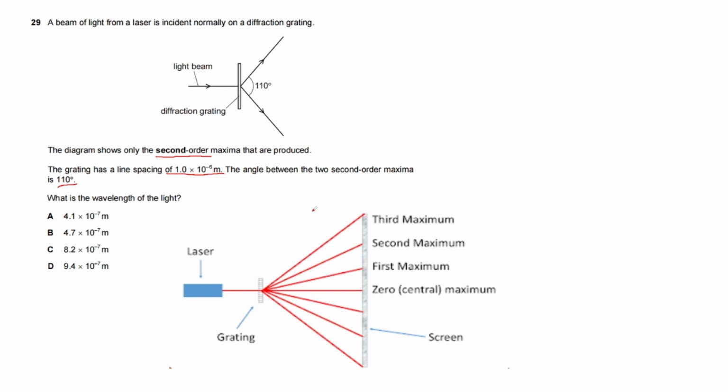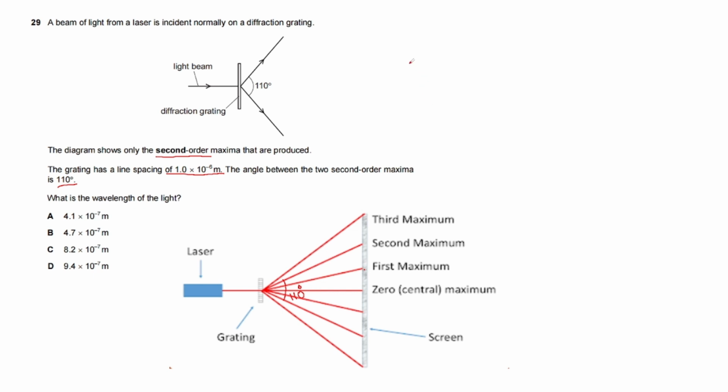So this would be the structure for this screen. The screen will have a central maxima, first maxima, second maxima, third maxima, and so on. The first maxima on either side of the central maxima is considered as the first order. Here we have the second maxima. This angle between the second maxima is given as 110.